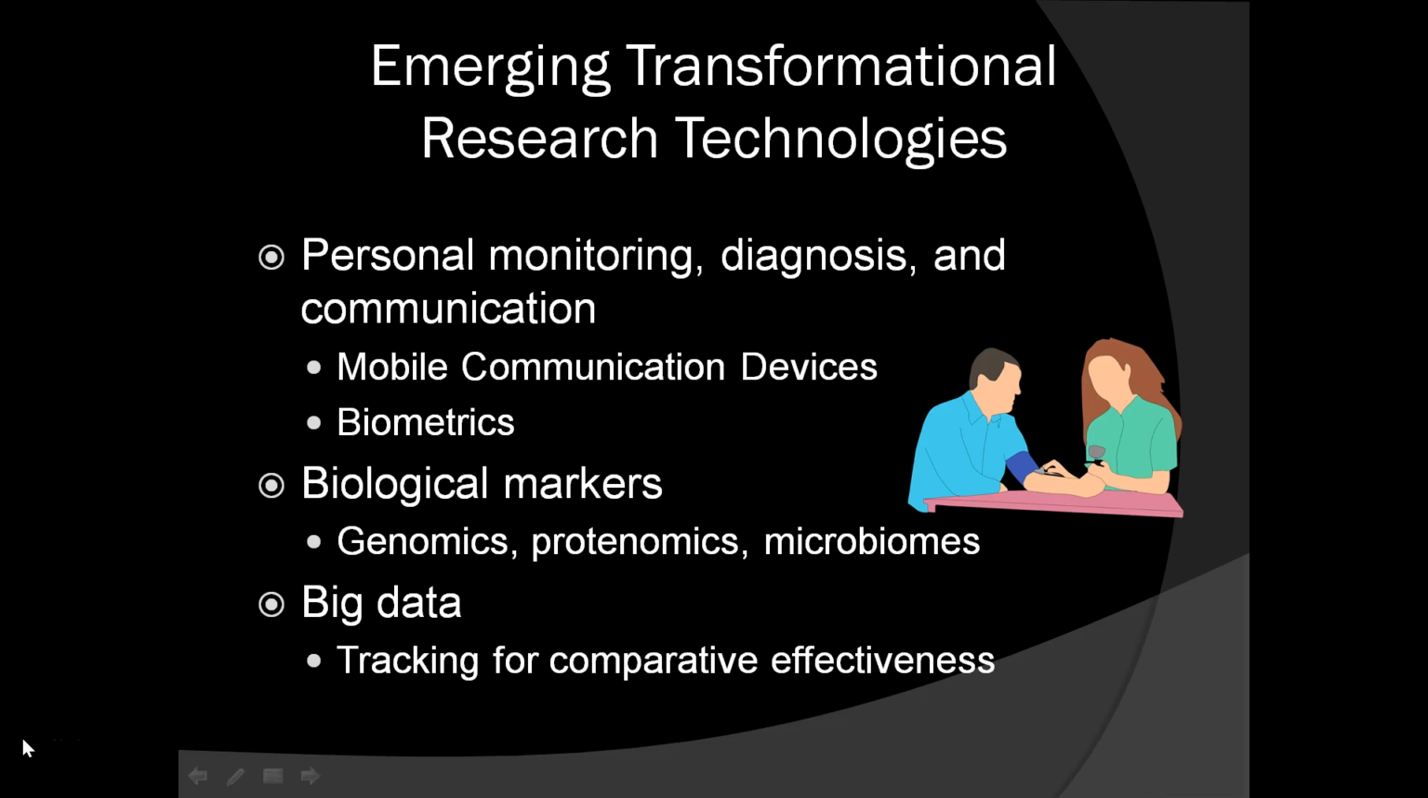Then you've got tracking for comparative effectiveness. These technologies enable researchers to manage large volumes and varieties of data in more accessible, affordable, and usable databases for significant mining and correlations. So for example, double-blind comparative effectiveness studies now can be generated faster and less expensively.